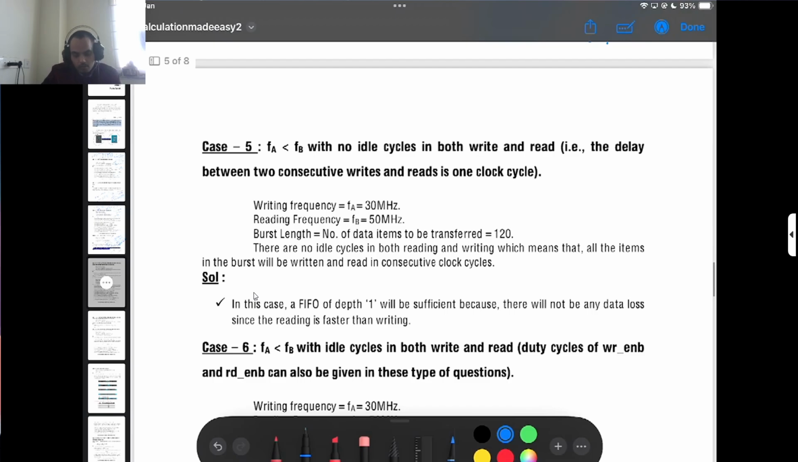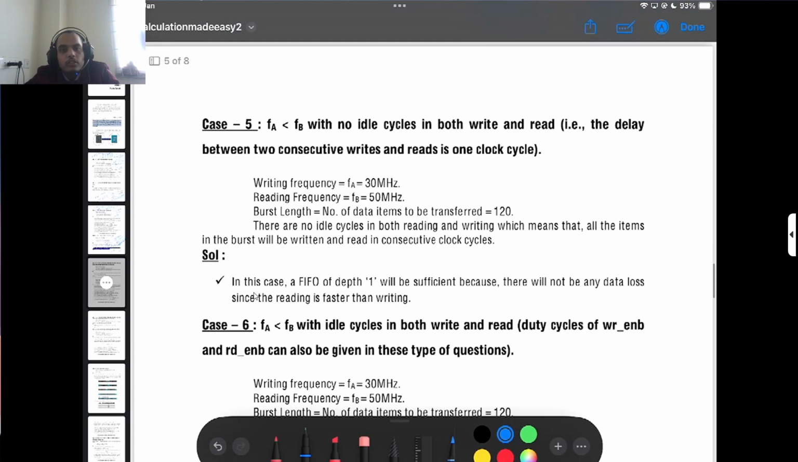Now case 5. In case 5, the frequency of A is less than the frequency of B, with no idle cycles in both write and read. So there are no idle cycles. The delay between two consecutive writes and reads is one cycle. So read in one clock cycle.